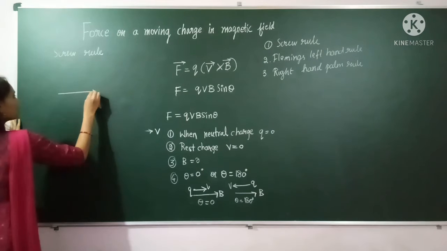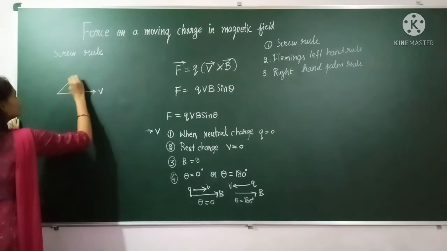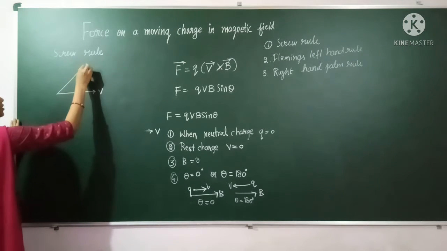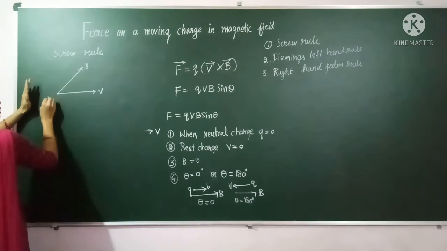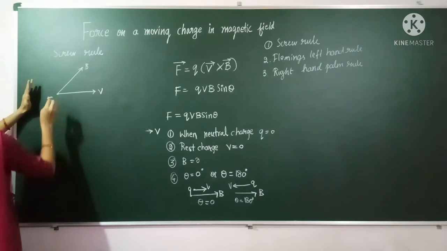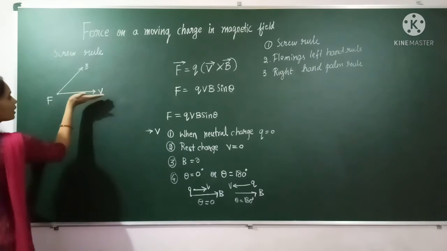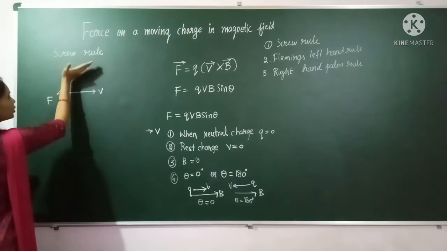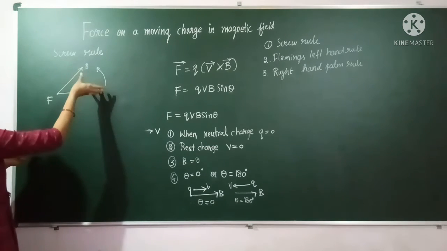So this is the direction of V, meaning the charge is moving in this direction, and this is the direction of the magnetic field. Then if we want to determine the direction of force here, you should take one screw and rotate that screw in the direction from V to B. If you rotate like this, V to B, like this.